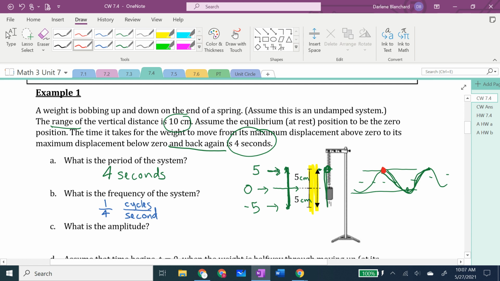So to go from the top to the midline, that's 1/4 of 1 cycle. And if it takes 4 seconds for it to travel from this point all the way back to this point, then the frequency is only 1/4 of a cycle per second. So hopefully that makes sense. Does that feel comfortable?